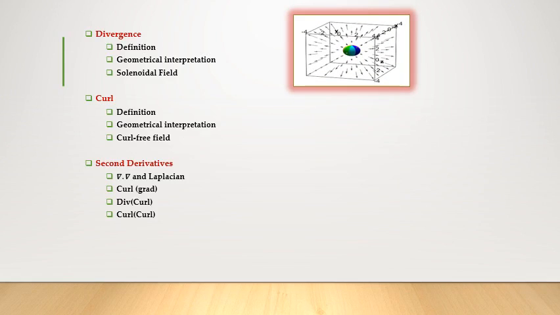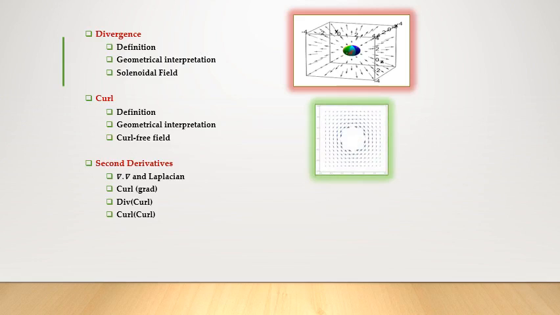Divergence is, as it sounds, how much field or its flux is coming out of the point of interest. Let me say this is the point of interest, then how much field or flux is coming out. That quantity we are going to define later. Then curl is how a field is rotating near a point of interest.